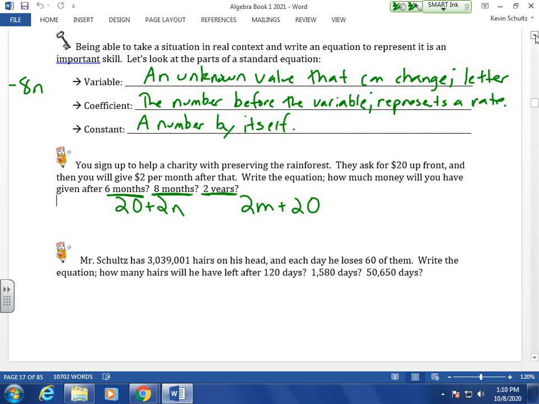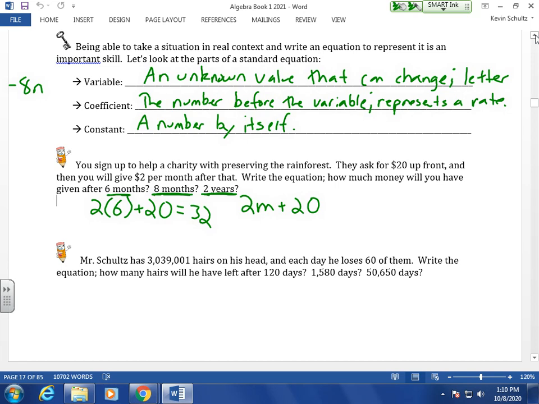To find 6 months, you would just do 2 times 6. Exactly. 2 times 6, but then plus 20 because that was part of what you contributed. So for 6 months, your equation would be 2 times 6 plus 20. $2 per month for 6 months plus the 20. That's a total of $32. Okay.